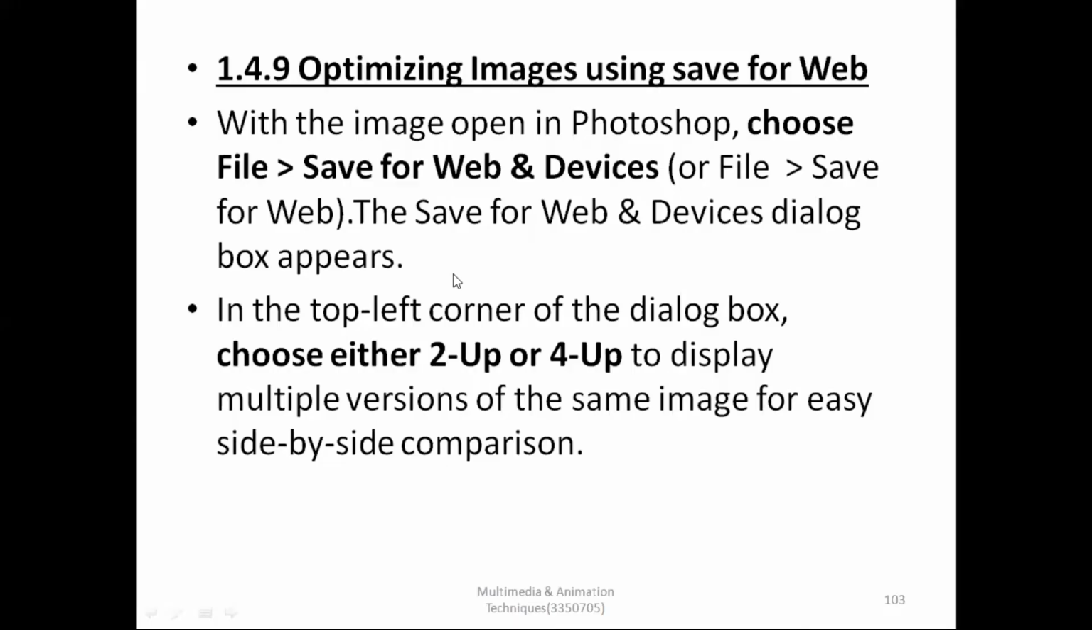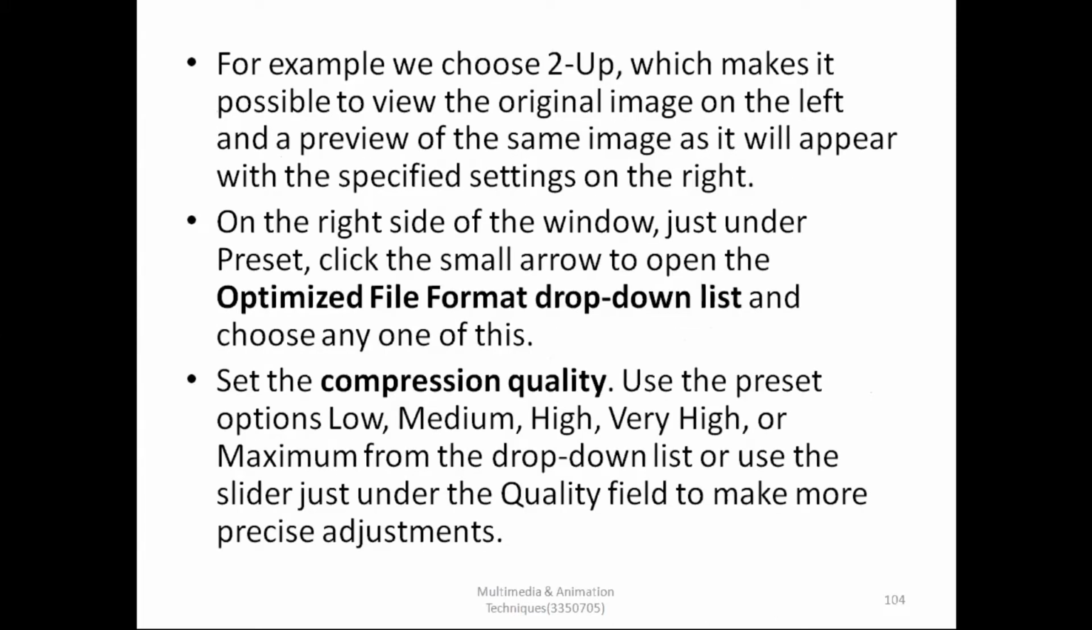Now we are going to see theory point of view. In the top left corner of the dialog box, choose either 2 up or 4 up to display multiple versions of the same image for easy side-by-side comparison. We have chosen the 4 up view. It was showing original image, then JPEG high, JPEG medium, and JPEG low. For example, if we choose 2 up, which makes it possible to view the original image on the left and preview of the same image at the right.